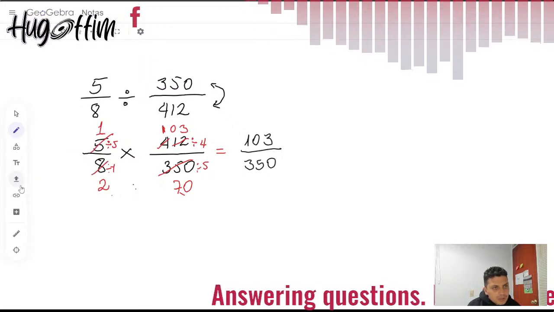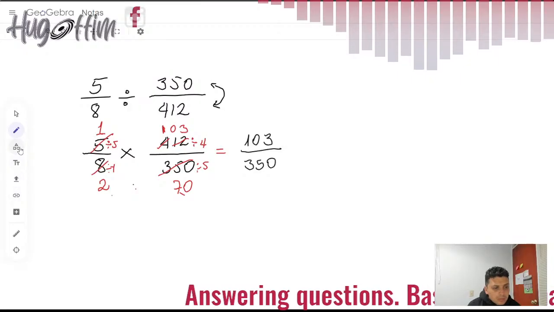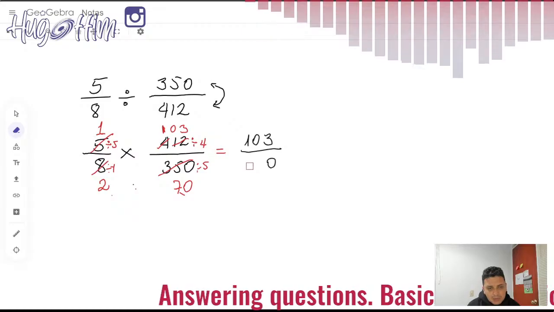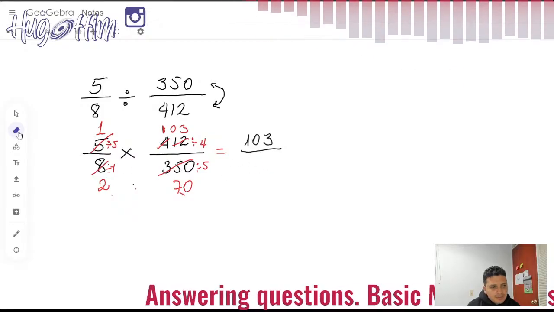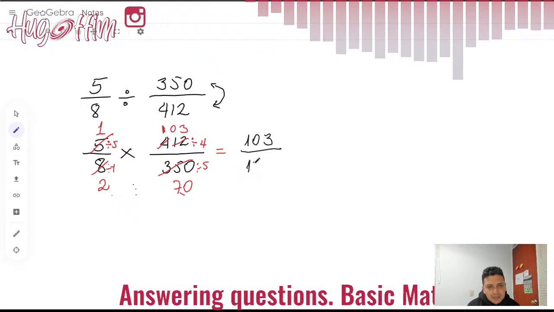I'm sorry, what is the eraser here? Well, there's no eraser here. Oh yes, it's here. Sorry, I was thinking on times 5. Okay, so 2 times 70 is going to be 140.